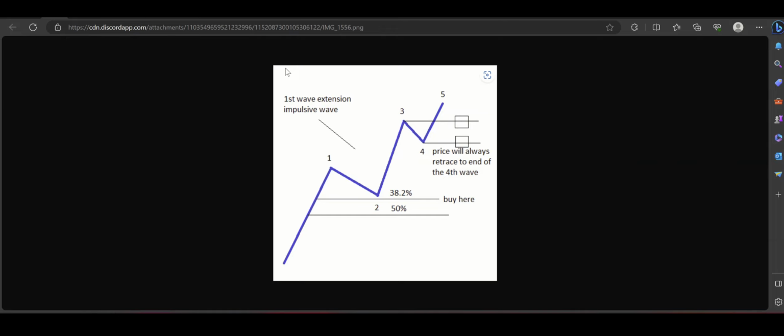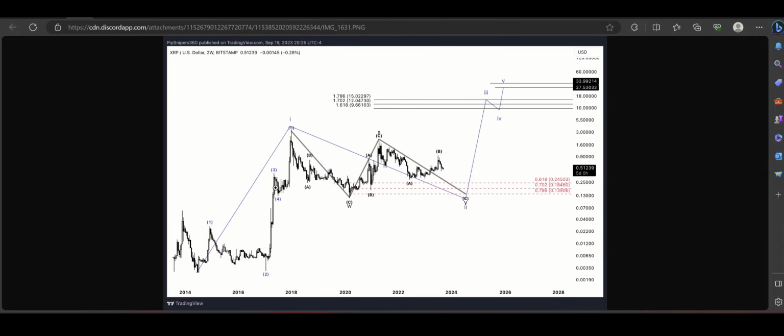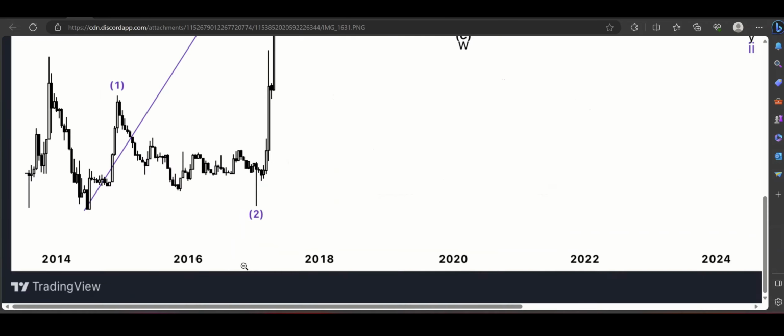Now, in this example I have pulled up here, this is an extended wave 1, okay? You have your wave 2, 3, 4, and 5 in similar lengths. Now, the point of this example is to show you that wave 1 is the largest wave. Now, over here, you see the exact same thing playing out with XRP.